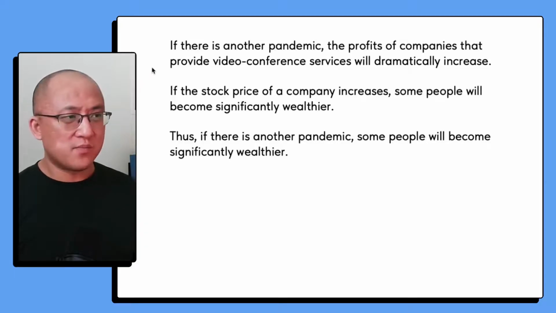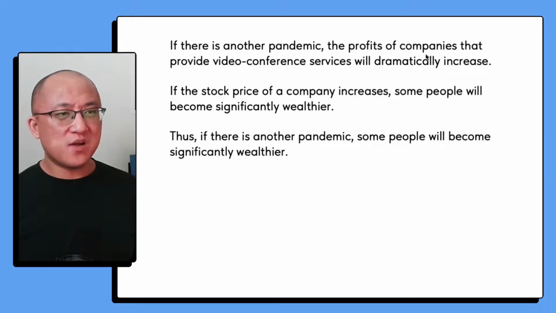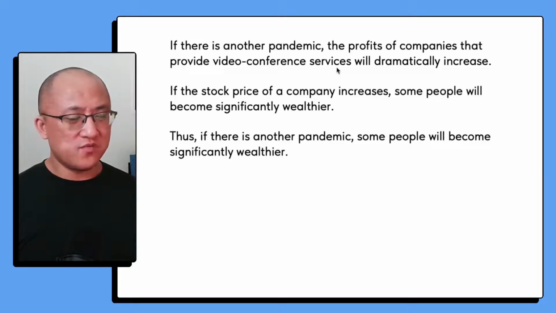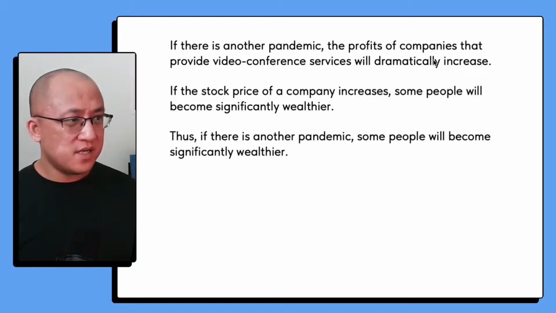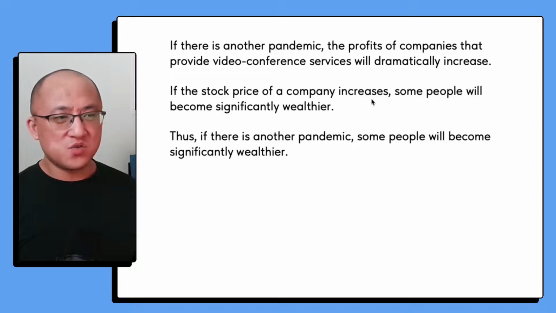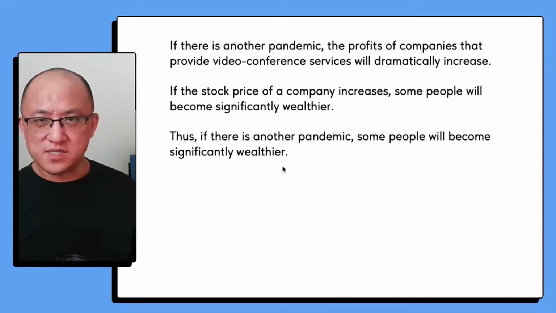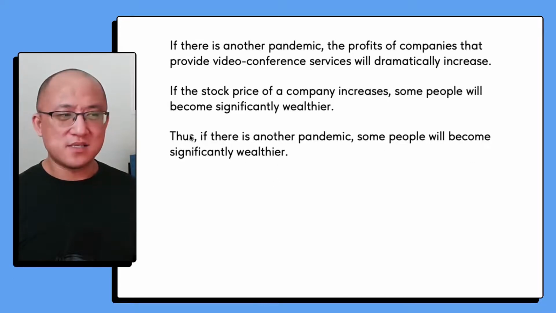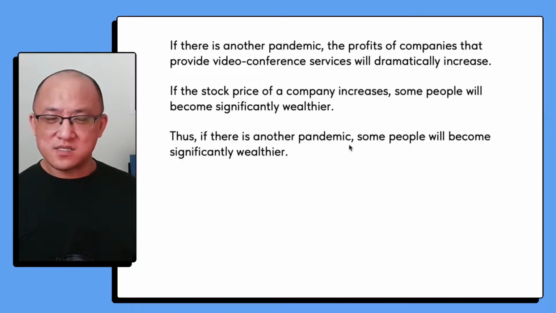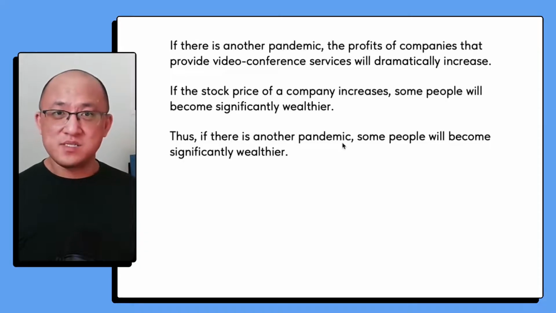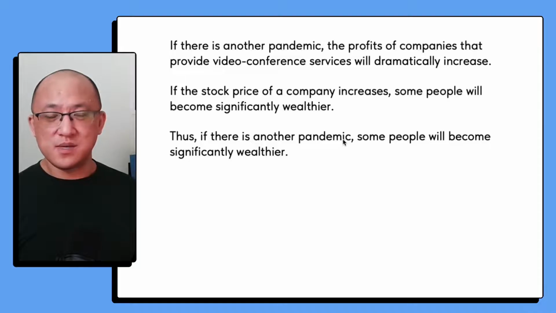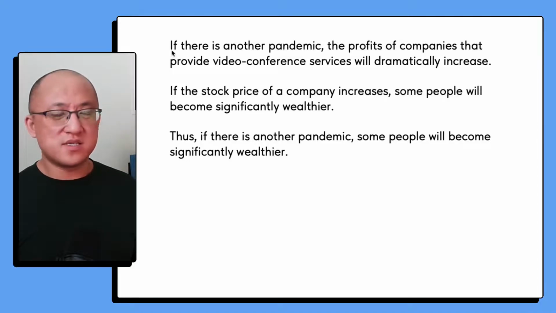Let's take a look at this example. If there's another pandemic, the profits of companies that provide video conference services will dramatically increase. If the stock price of a company increases, some people become significantly wealthier. Thus, if there's another pandemic, some people will become significantly wealthier. So the conclusion is the last sentence. And one way to think about this is, well, I see this, if there is another pandemic, that's a sufficient condition. Do we have a premise that tells us what would happen if there's another pandemic? Yes, we do. It's the very first sentence.